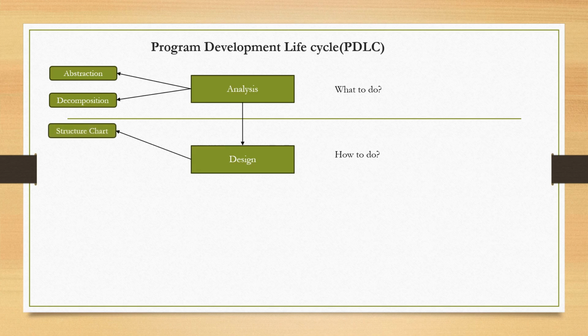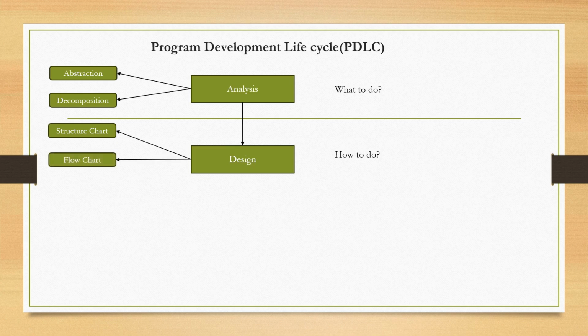In the analysis phase, we have done the decomposition. That is, we divide it into sub problems, and then each sub problem is divided into further sub problems. Now this can be represented with the help of a diagram. That diagram is called a structure chart. A structure chart shows the hierarchy of all the systems and its subsystems.